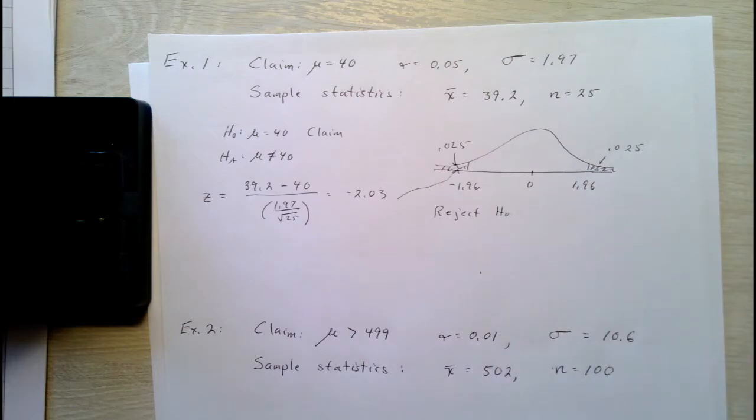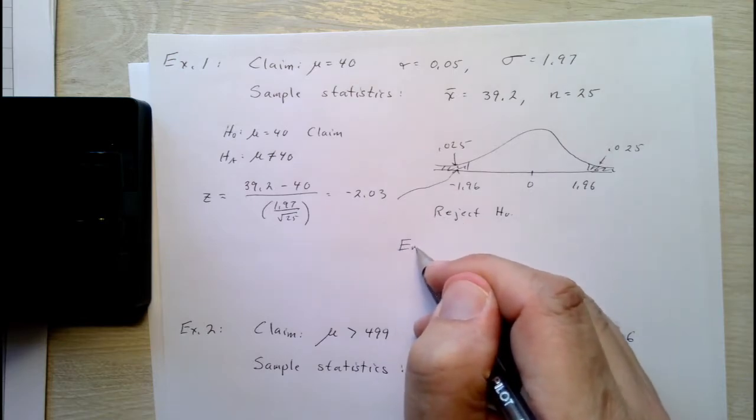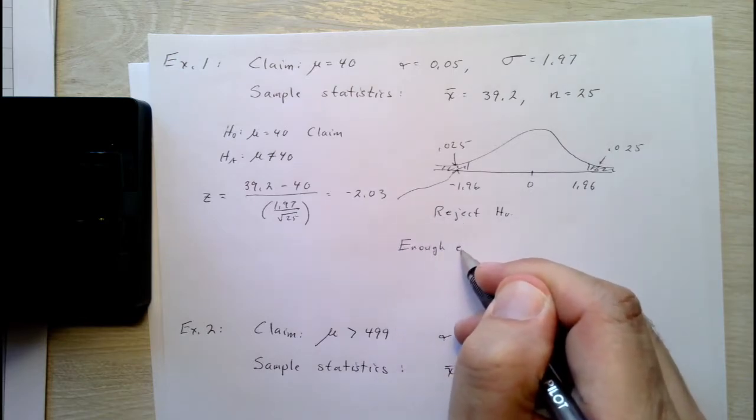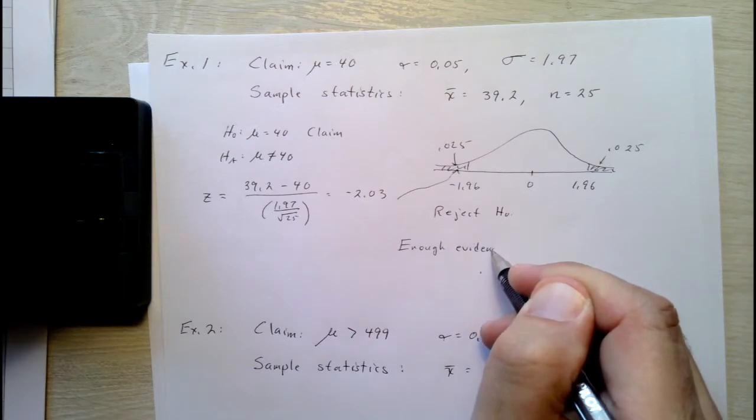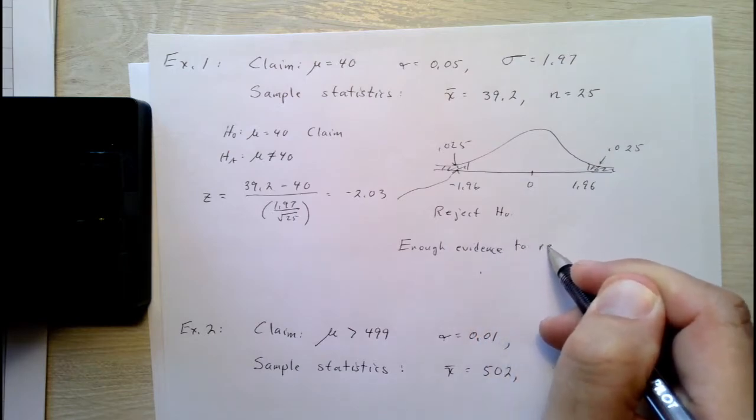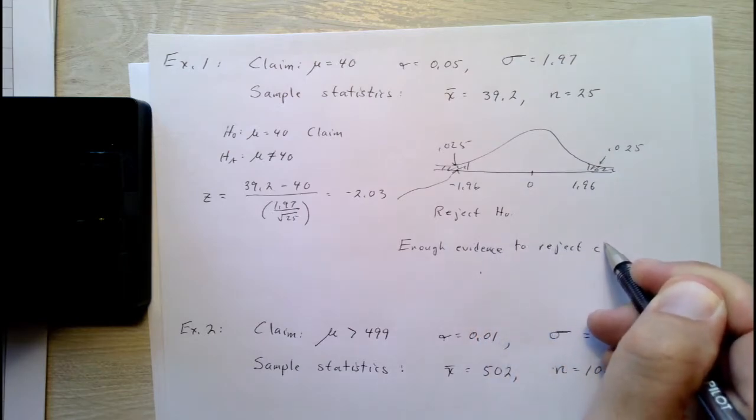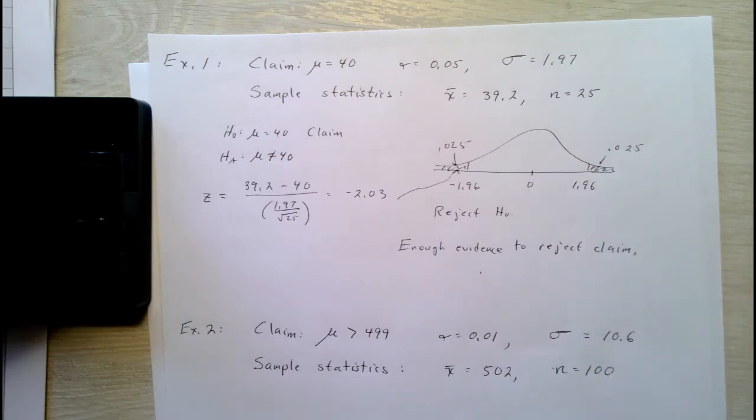But in our claim, what does it say about our claim? It says there's enough evidence to reject the claim. The last thing you always want to do is write a statement in terms of the claim, not H0.